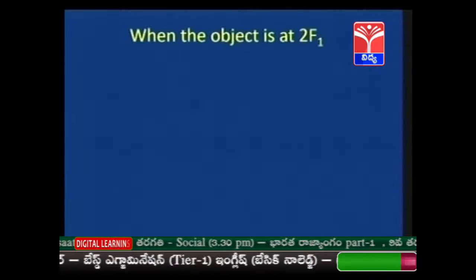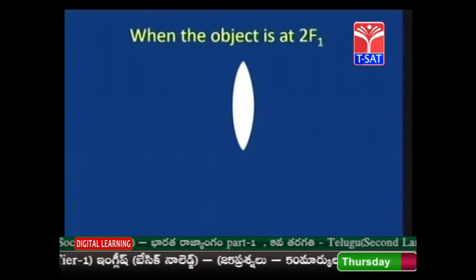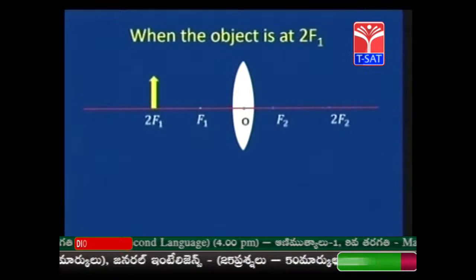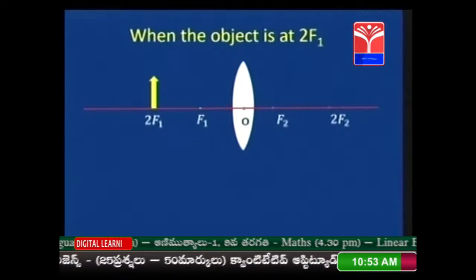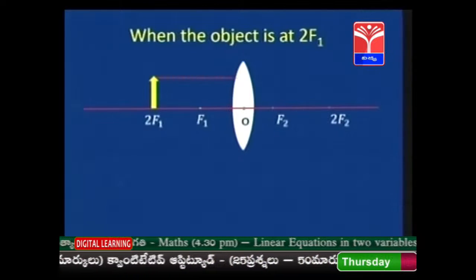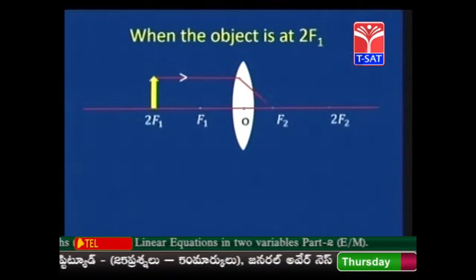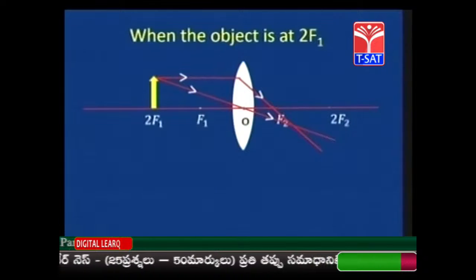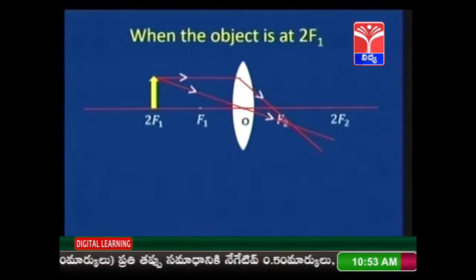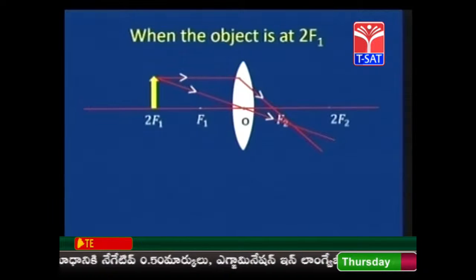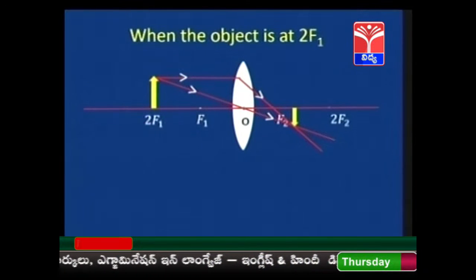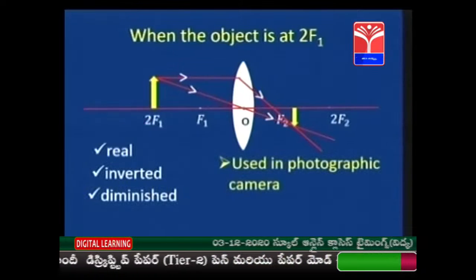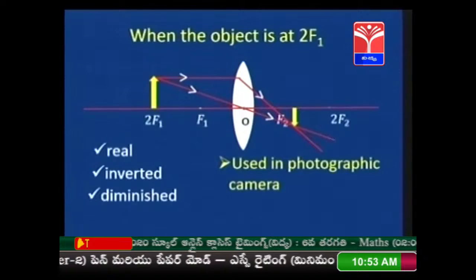When the object is at 2F1, this is a biconvex lens, children, and similarly we follow the same procedure. One light ray parallel to the principal axis, after refraction passing through the focus; the second light ray undeviated, passing through the optical center. This is the image. You get an image which is real, inverted, and diminished. This is used in the photographic camera.